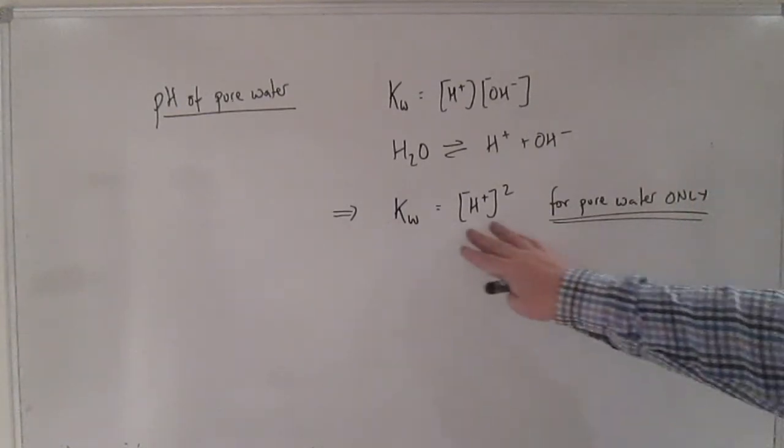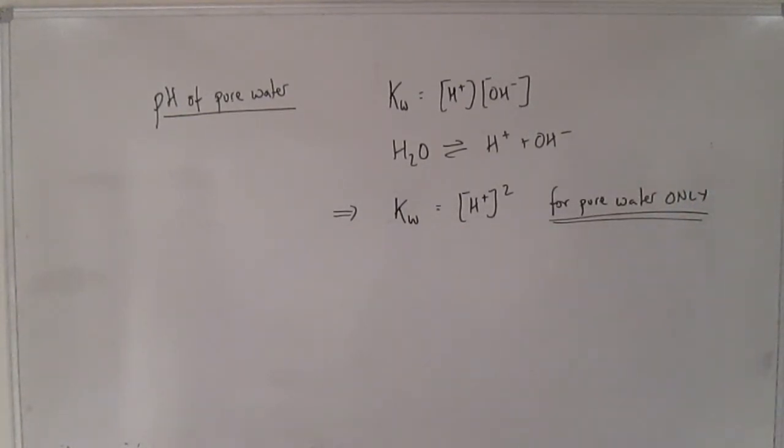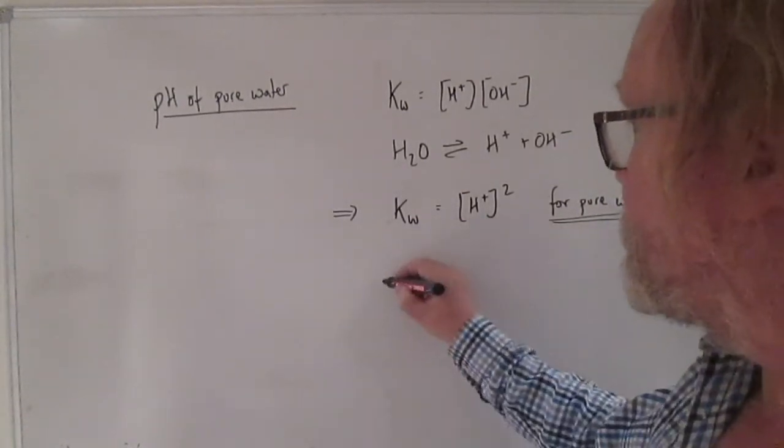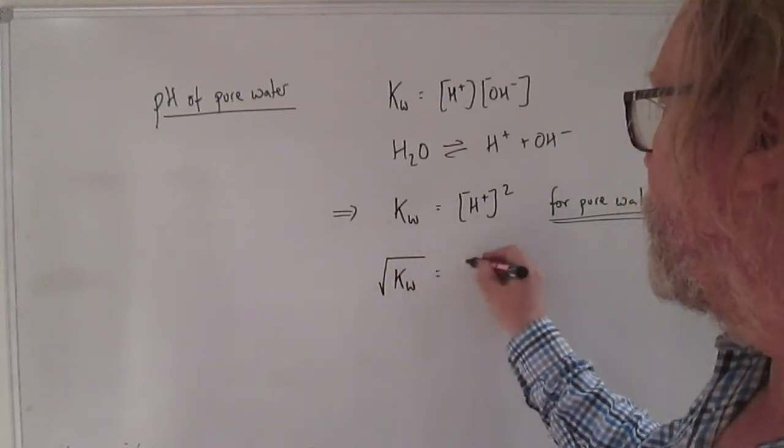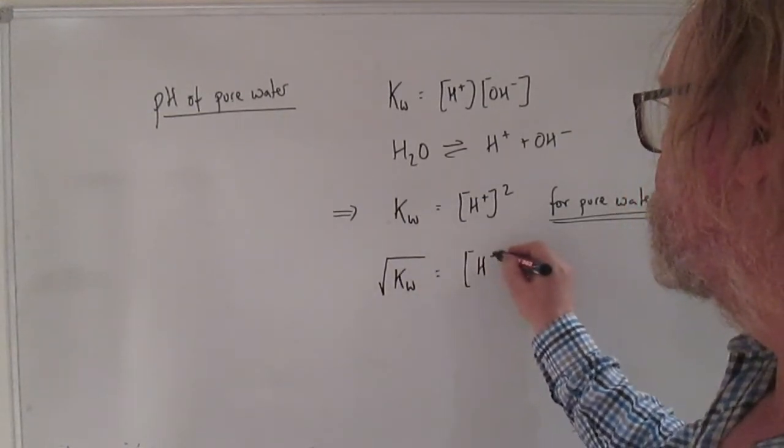Whatever you do, don't write that down for a solution that you've actually added some acid or alkali to. And then we're almost there, because we can therefore take the square root of both sides and get that the square root of Kw is equal to the H plus concentration.